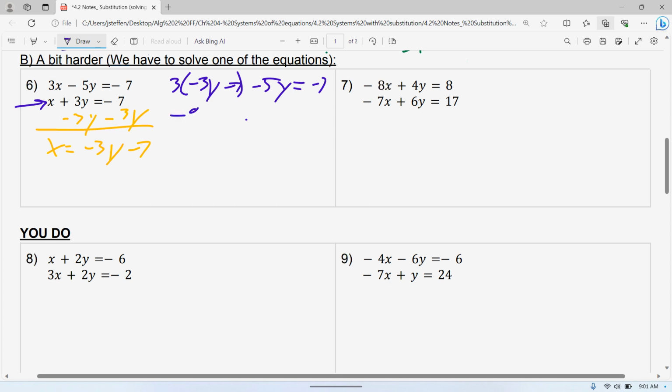So that's negative 9y minus 21. Minus 5y is equal to negative 7. The negative 9 and the negative 5. Make sure you're not adding 5y like this. A lot of people are still going to do that. Negative 9 minus 5 is negative 14.